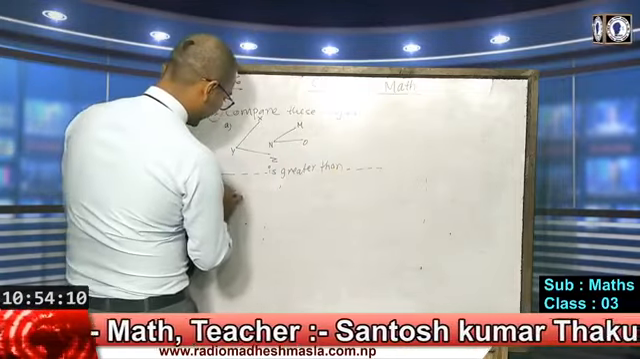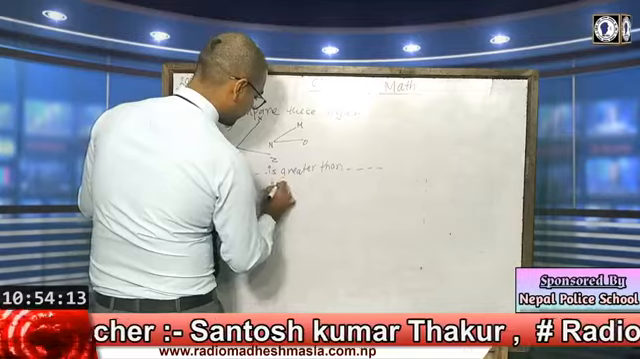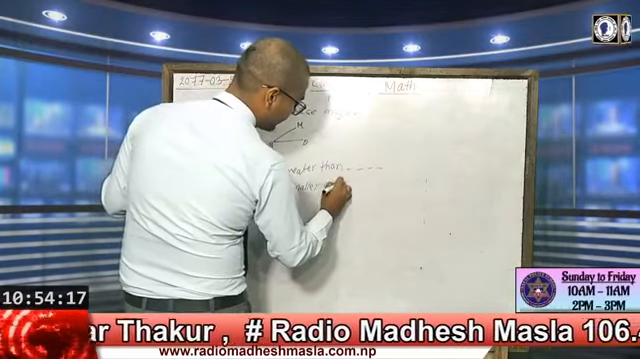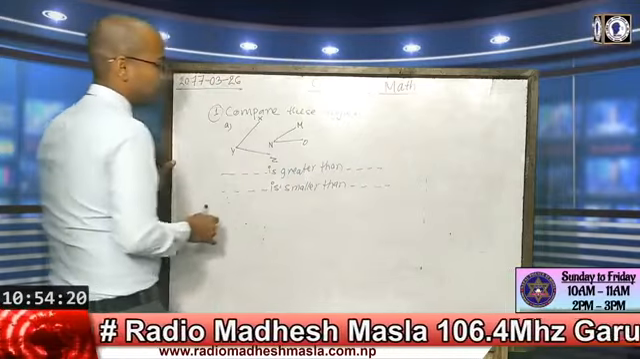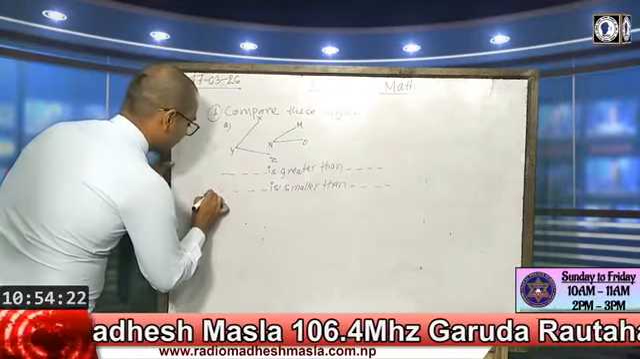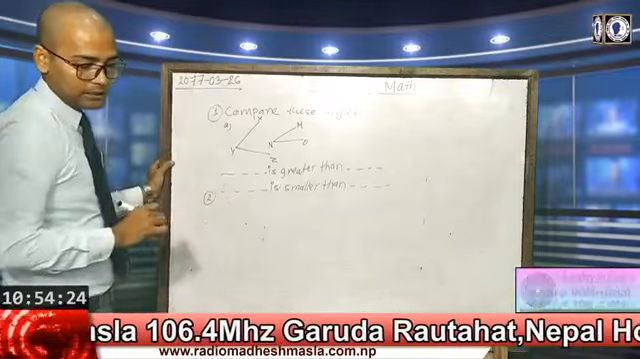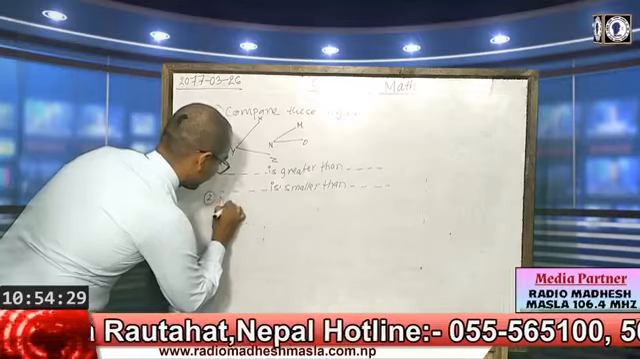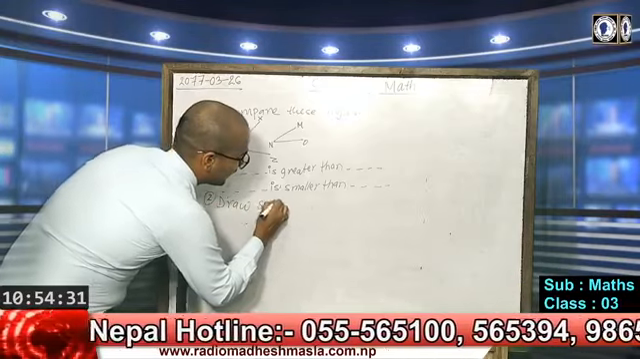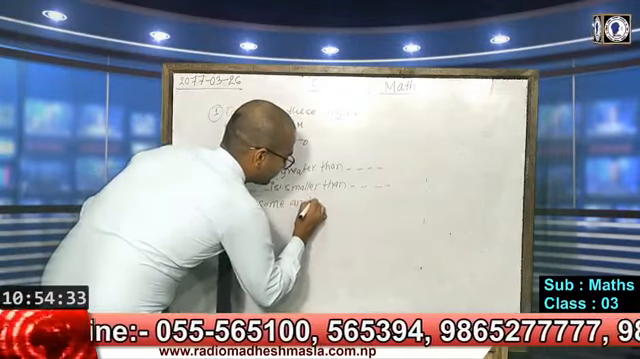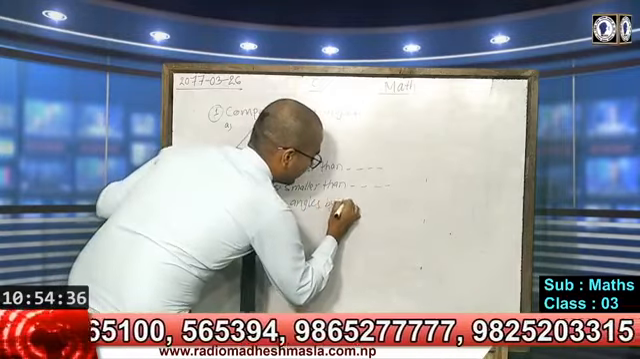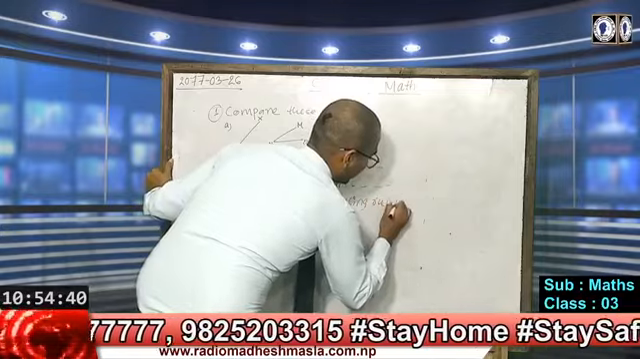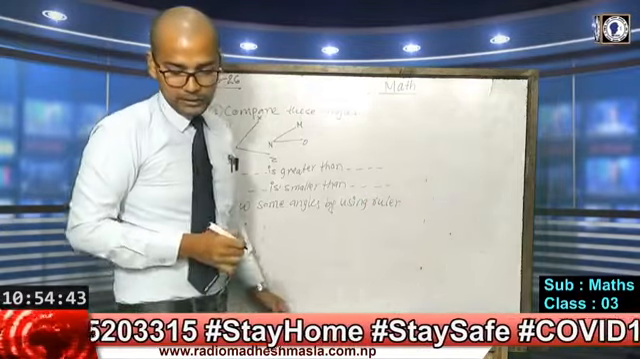In the same way, dot dot dot dot is smaller than dot dot dot dot. In the same way, let's write the other questions. The second question will be like this: draw some angles by using a ruler.